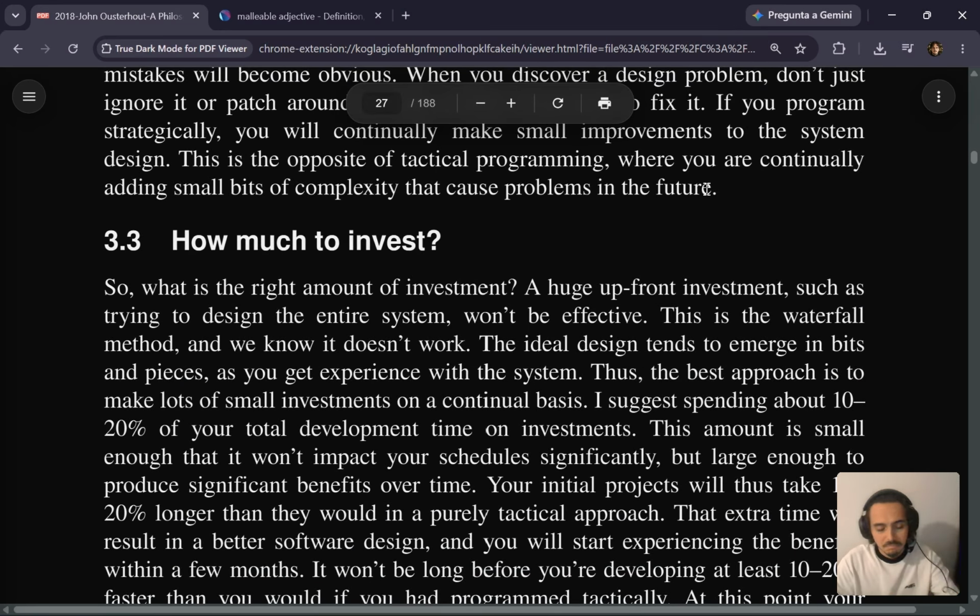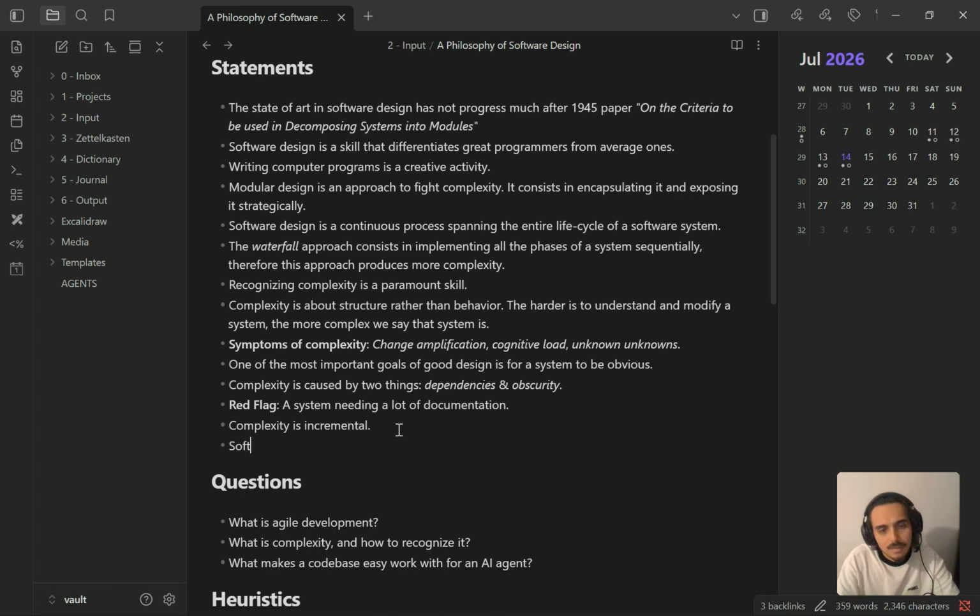I'd like to add a statement. Good software design, or strategic programming, is about investing and making it easier. It's about investing.